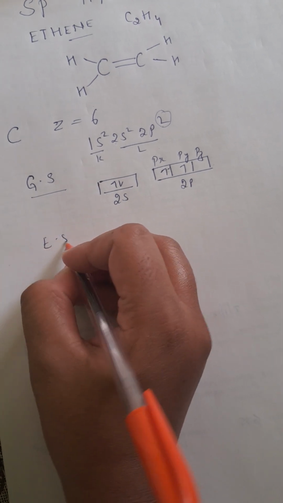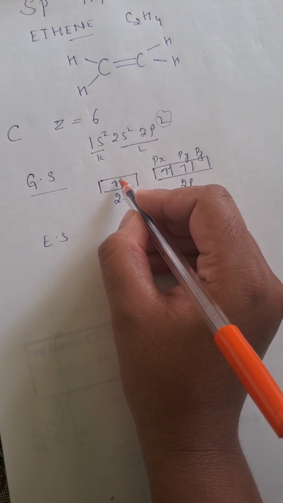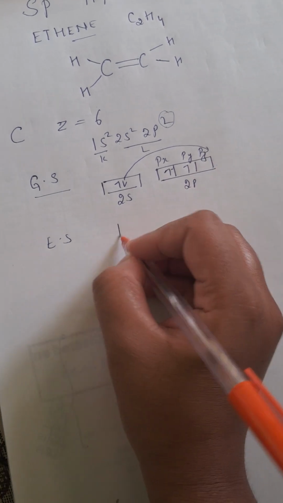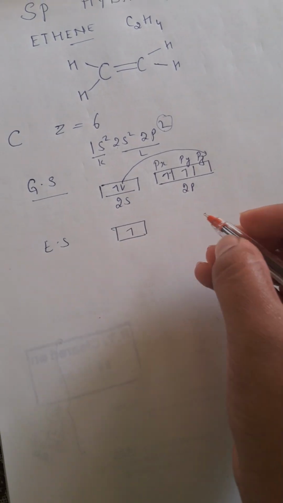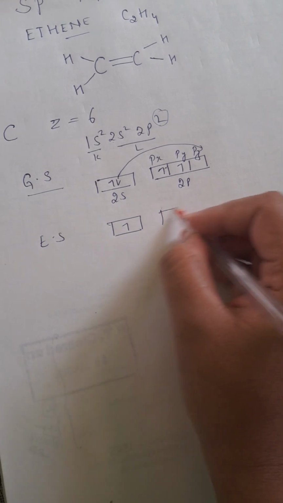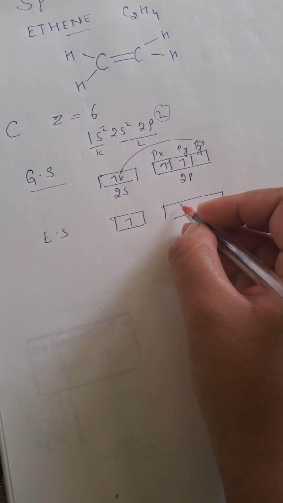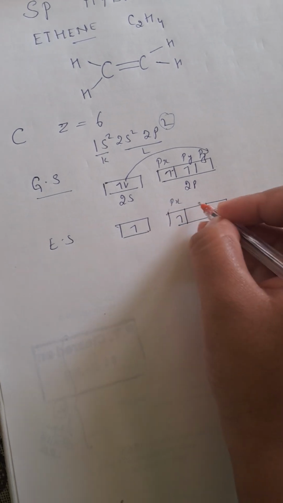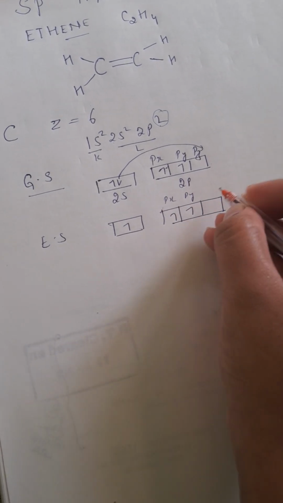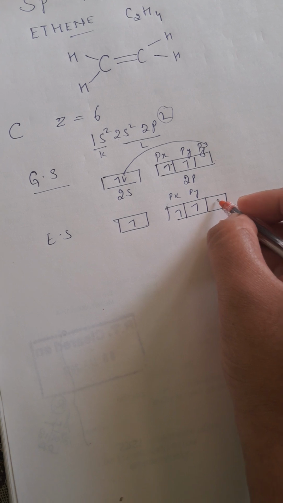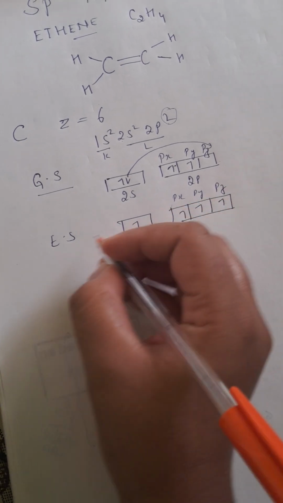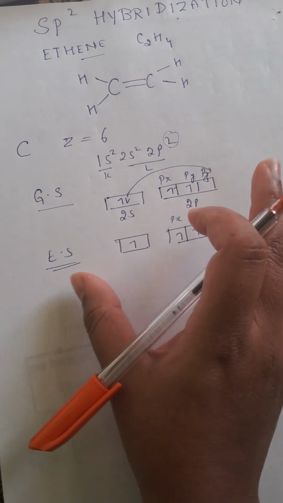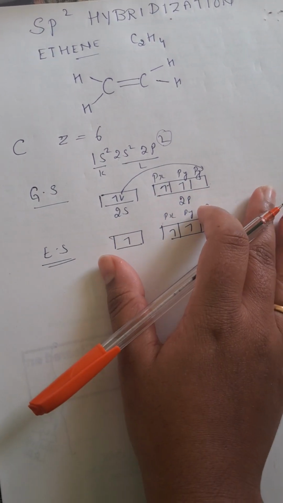In the excited state, what happens? One of the electrons from 2s jumps into the empty pz orbital. So one electron remains in 2s, and the other electron is shifted to the next empty orbital of 2p. As usual, one electron is already there in px, another in py, and the electron that jumped into the empty orbital is in pz. So this is the excited state, and this is the final distribution of electrons.